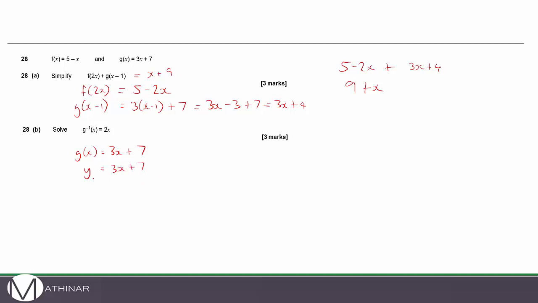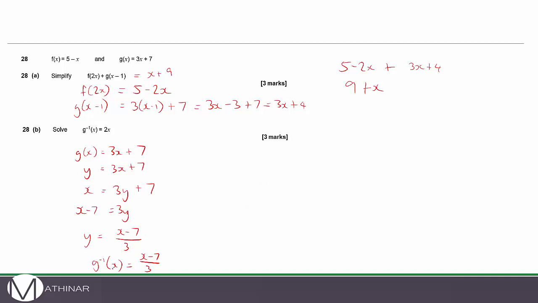Now I'm going to change all the x's into y's and the y's into x's. So it's just simply switching them over. So this is x equals 3 times y plus 7. Now I need to make y the subject. So this plus 7 will go over to the left, making it x take away 7 is 3y. And therefore y is equal to x take away 7 over 3. And this is the inverse function g to the minus 1 of x. So g to the minus 1 of x is x minus 7 over 3.